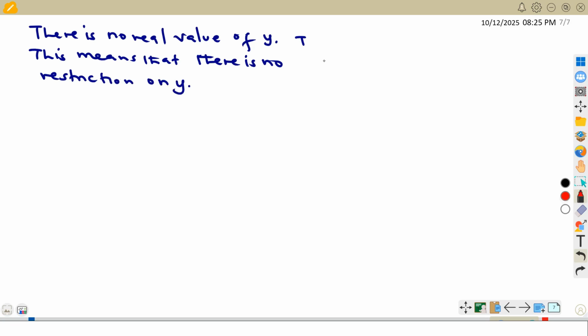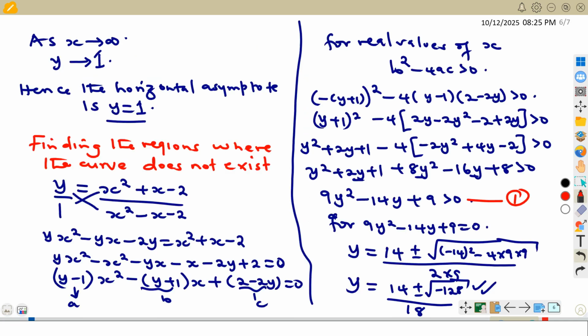So that is basically what we are getting. However, it is not always that you will get a complex number here. So in case this is defined, then you have to go on and get the range where the curve is not defined, or where the curve does not exist. So that is what we do.